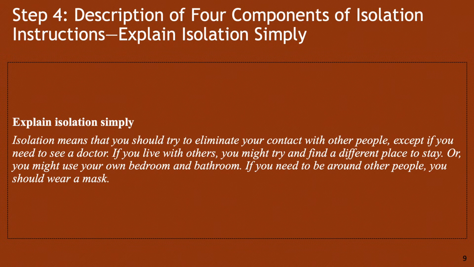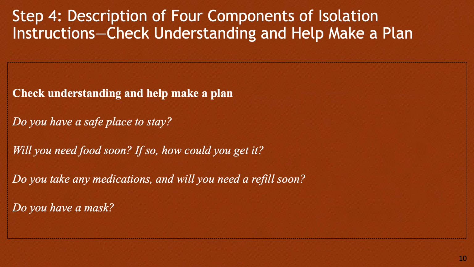Explain to them that isolation means that they really need to try to eliminate their contact with other people, unless maybe they need to see a doctor. If they live with others, maybe they need to find a different place to stay, or if they can't, maybe they need to use their own bedroom or bathroom as much as possible. If they're around people, they need to wear a mask inside the house. So it's very important that you ascertain with them that they have a plan, that they have a safe place to stay.